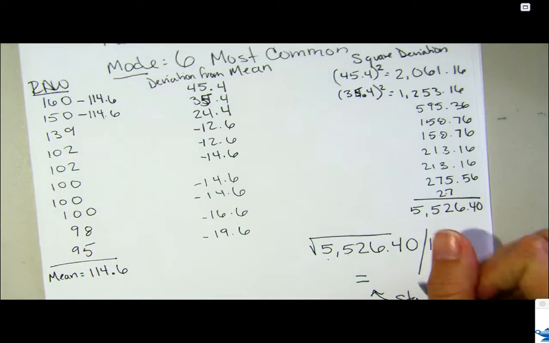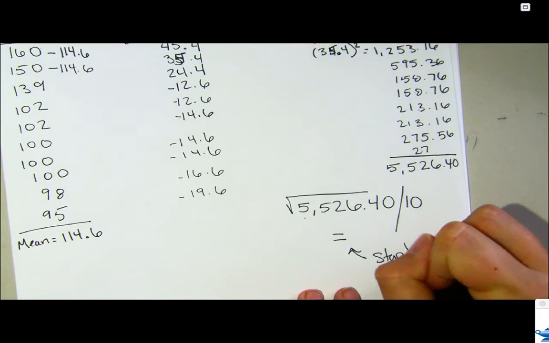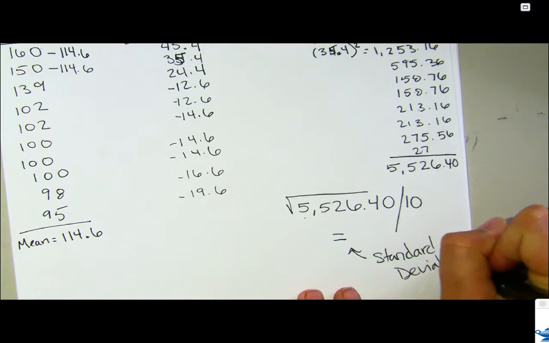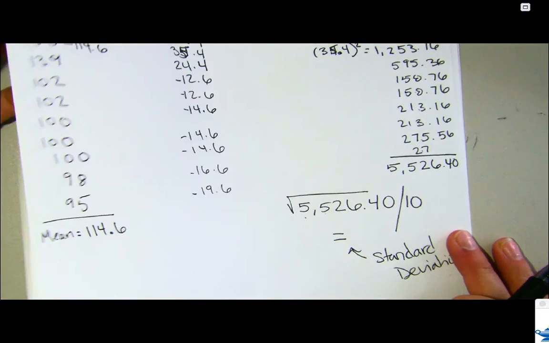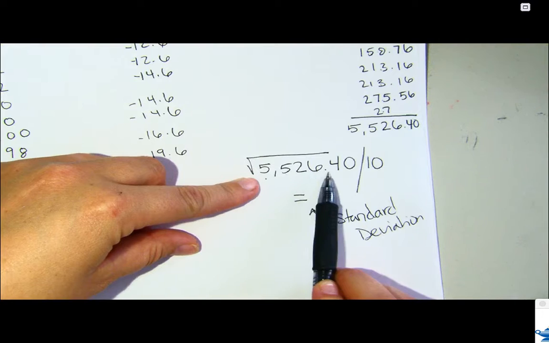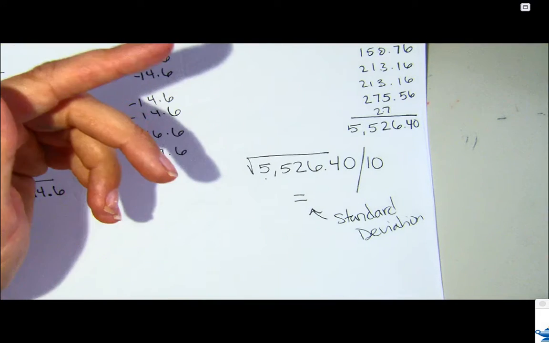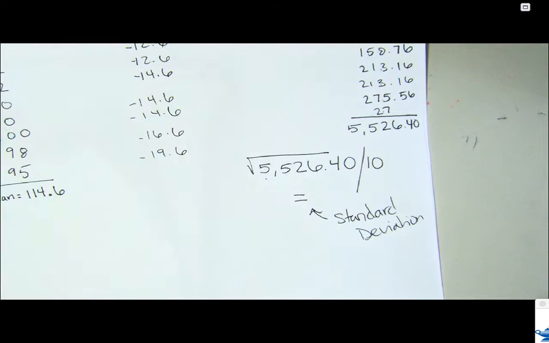Can you scoot it down a little? Wait, so is the 10 divided by 10 under the radical? Yes, it's in it. So take 5,526.4 divided by 10, and then take the square root. It's order of operations. Isn't that PEMDAS? Isn't that all that stuff?